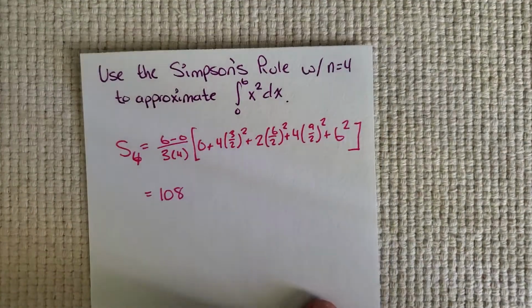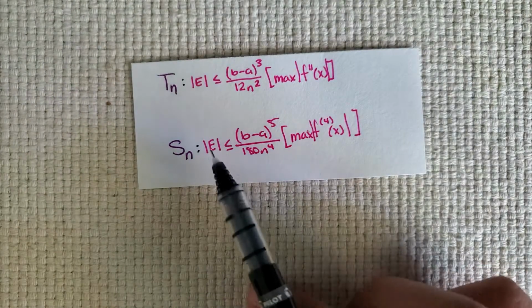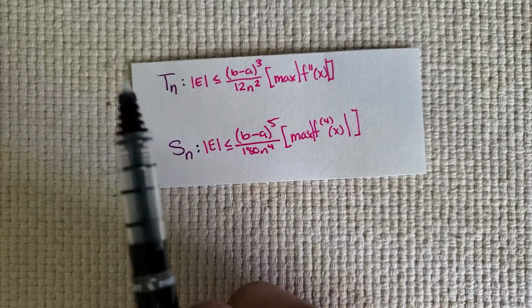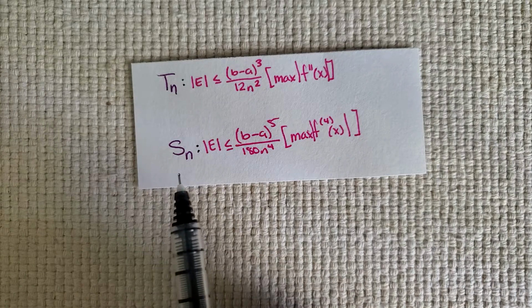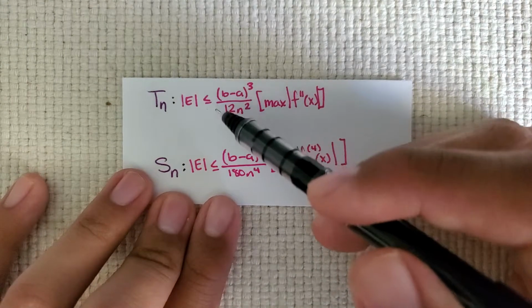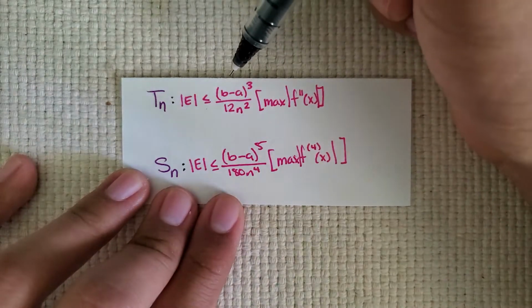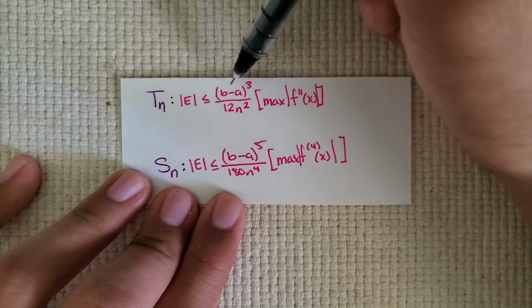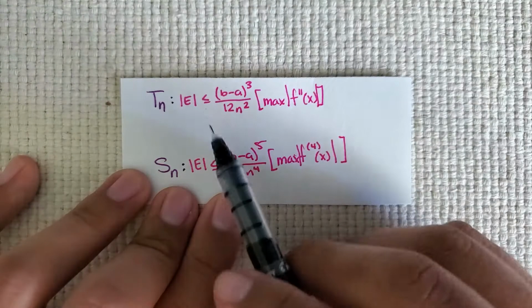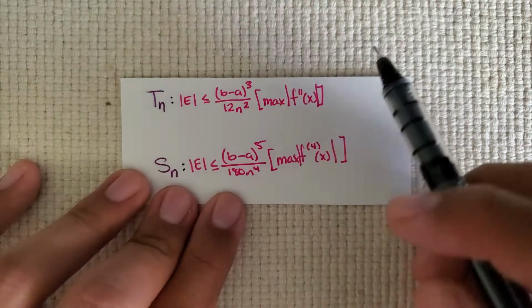Now, with every approximation, it's important to look at how accurate it is, and we can do that by examining the error of both methods. T of n relates to the trapezoidal rule, and S of n relates to Simpson's rule. What you can find here is that the error relates to this formula right here, where you take your integral values from b minus a, and you cube that, and you divide it by 12 multiplied by whatever n value you have squared.